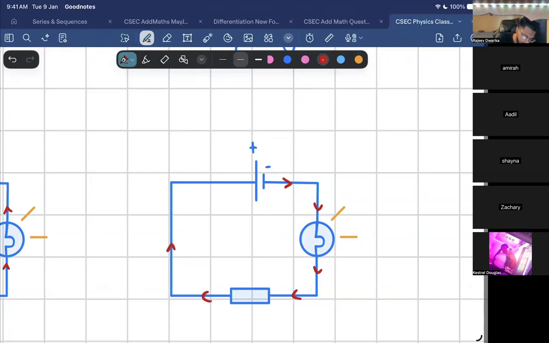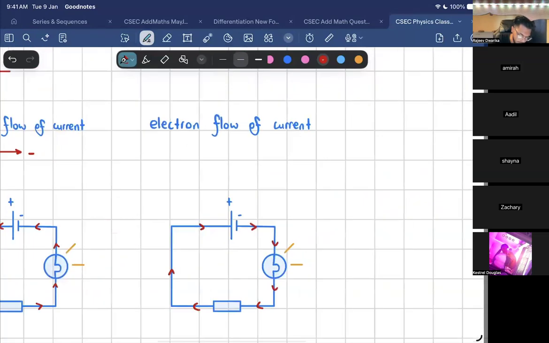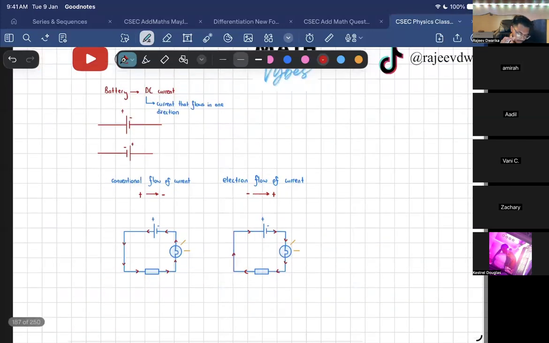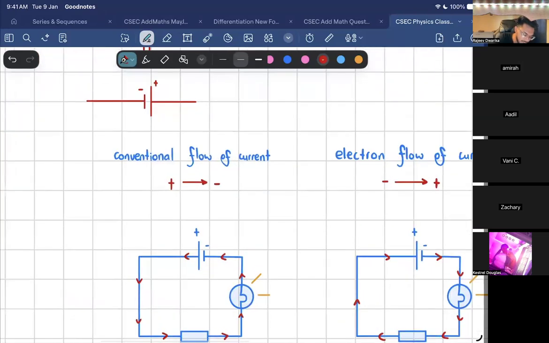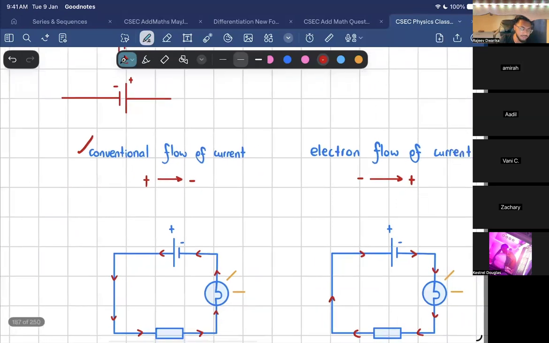And this is the electron flow of current. In the electron flow of current, it goes from negative to positive. But the one that we are going to use every single time is the conventional flow of current, unless they say something explicitly warranting the use of electron flow of current.